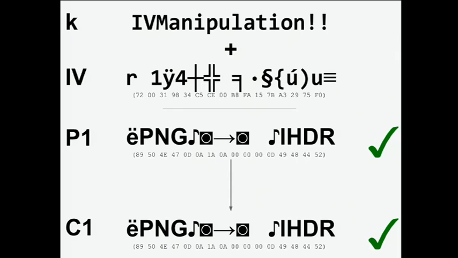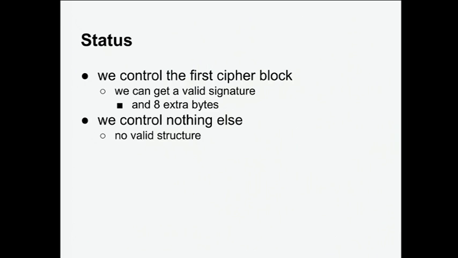And indeed, this encrypts this first block as this first block. We don't control what will come next in the next block, but at least we now have a valid signature because we got the first cipher block. We get a valid signature, and because the block is 16 bytes and the signature is 8, we have 8 extra bytes. We control nothing else so far, so no valid structure, but it's better than nothing.